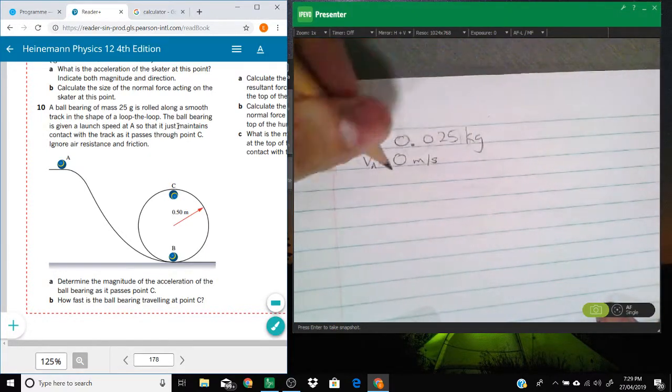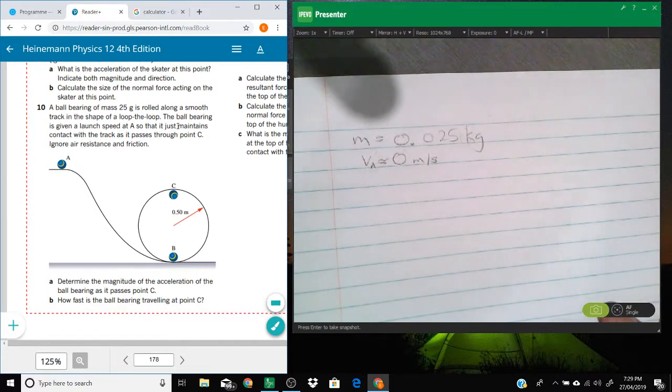Kilograms. That's why I wrote down that one. Okay, ignore air resistance and friction like I told you to do before. All right, so you can see it goes down the ramp and it will hit its maximum speed at B and it will come up, it will clear C, ignoring friction, because C is lower than A.